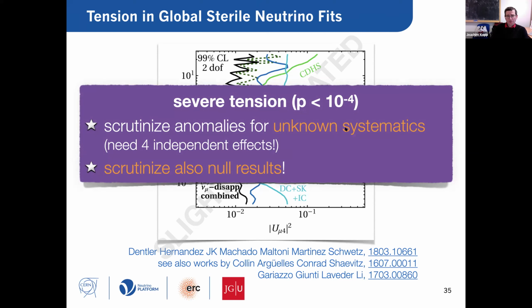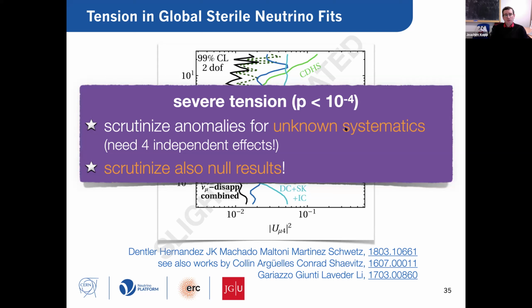So what does this mean for the future? Well, of course, this means we have to further scrutinize the anomalies for unknown systematics. But let me remind you that there are four unresolved anomalies at the moment. And these experiments that gave those anomalies have very little in common. So in order to explain them without new physics, we'd probably need four completely independent effects.